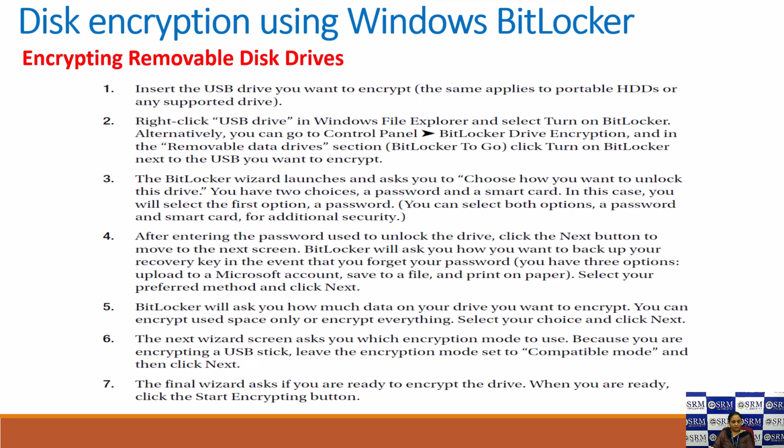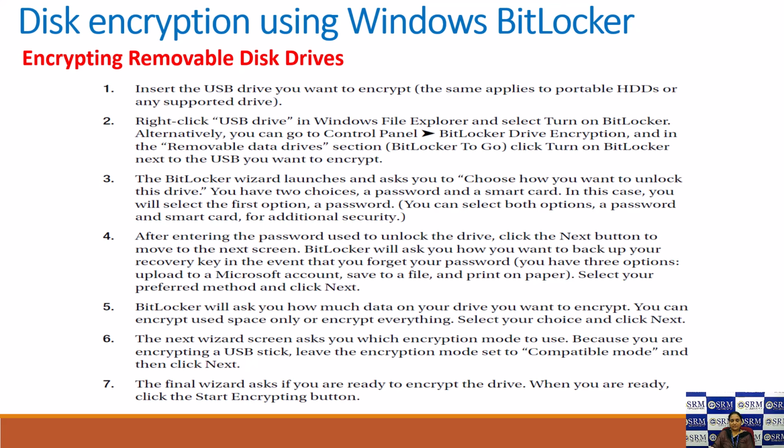If we use the first option, a password is required. After entering the password, we can unlock the drive. So click the Next button to move to the next screen. Then BitLocker will ask us how to back up a recovery key in the event that we forget our password. Select the preferred method and click Next. BitLocker will then ask how much data on the drive we want to encrypt. We can encrypt used space only or encrypt everything. Select the choice as we want and click Next.